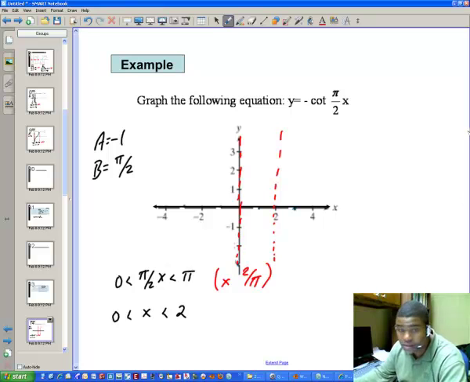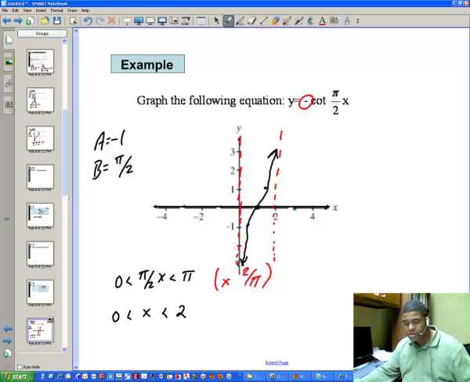And then if I want to plot my x-intercept, it's at the midway point. Because it's negative, what happened with the negative cotangent, it looks similar to the positive tangent. So I'm going to find a point here and a point here, and it goes in that direction there. So that will be negative cotangent of pi over 2 x.